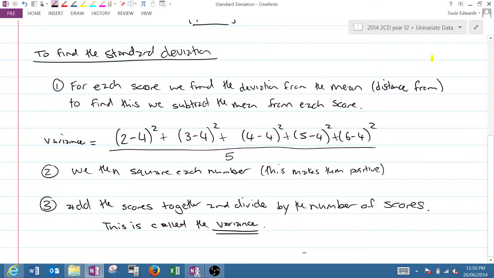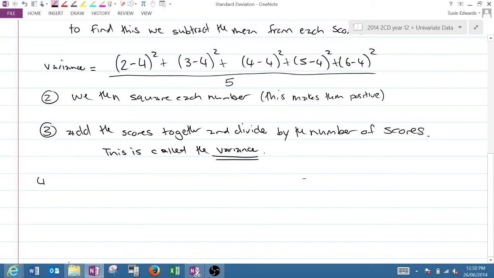Once you have the variance, we've only got to do one step after that. Can anyone remember what the last step we have to do is? We have to find the square root of it because we have to get it back to being that smaller number. That number is going to be quite a lot larger than the differences. So last step, find the square root of the variance. This gives us the standard deviation.